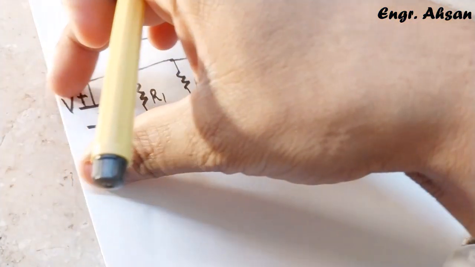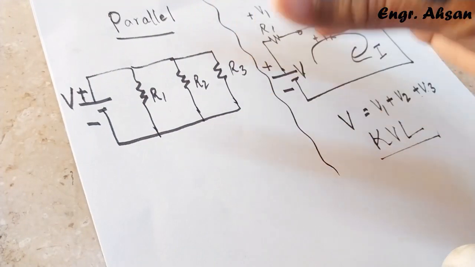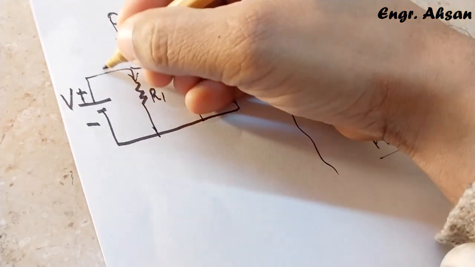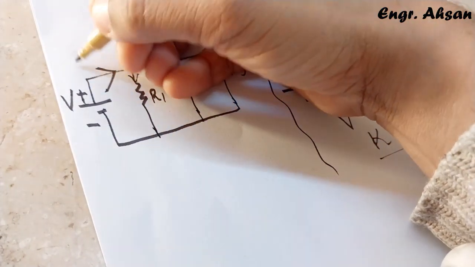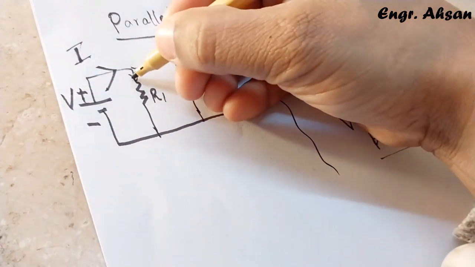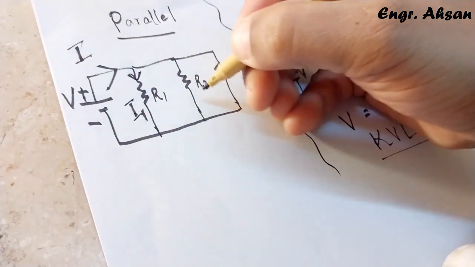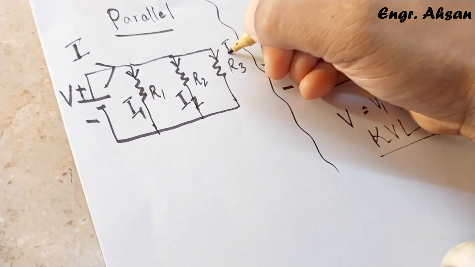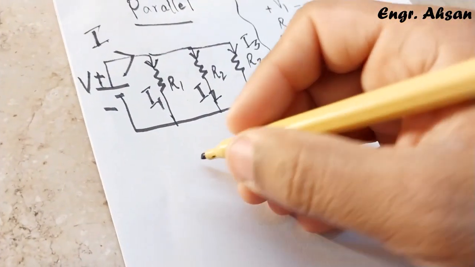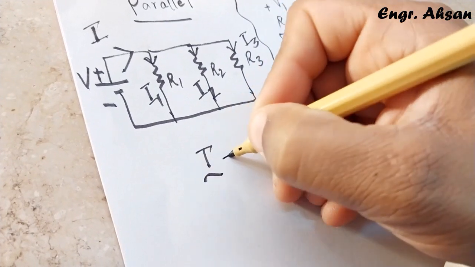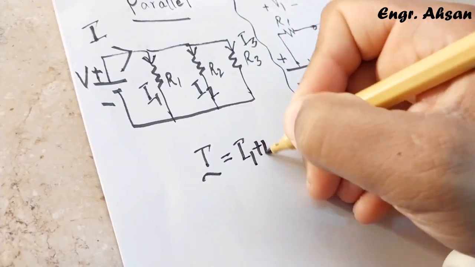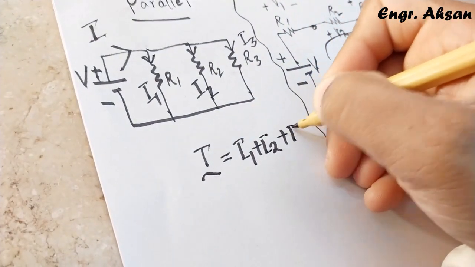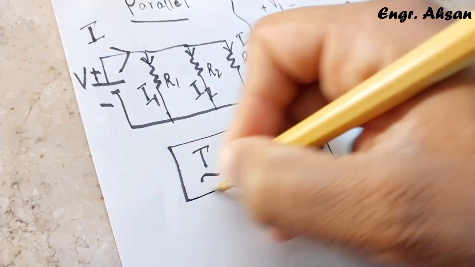Voltage will remain the same, but the current will divide. The current provided by the source is I. The current going down is I1. Through this resistor would be I2. The current through this resistor would be I3. If you just add all of them, I1 plus I2 plus I3.